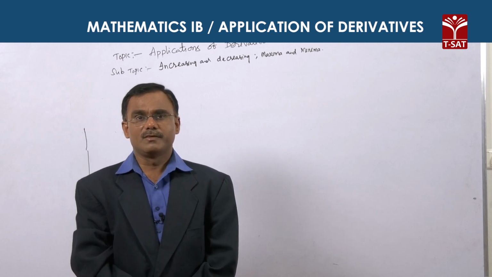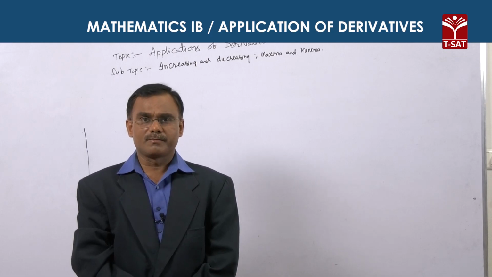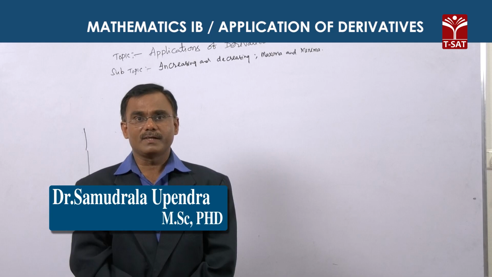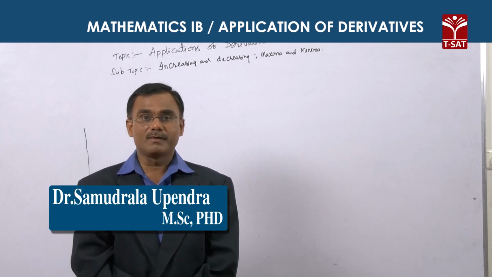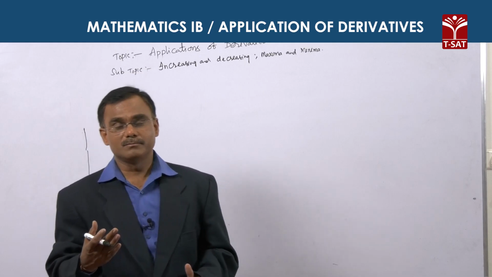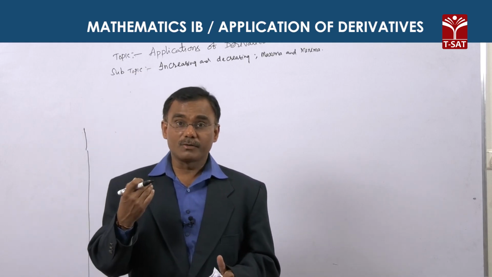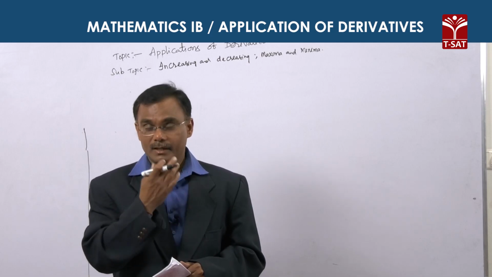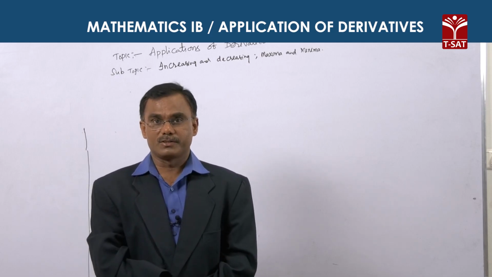Suppose the function is given, right? What is the increasing interval of the function? What is the decreasing interval of the function? When is it maximum value, when is it minimum value, at which value of x is the maximum, at which value of x is the minimum? Then find the maximum value, find the minimum value, right, and the number of real roots. This is the type of problem involving increasing and decreasing functions.